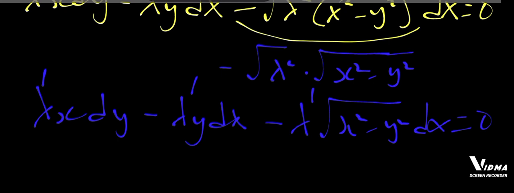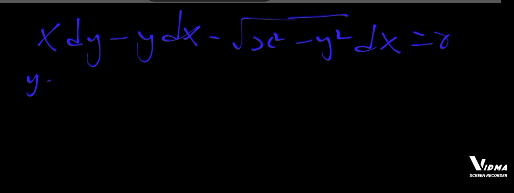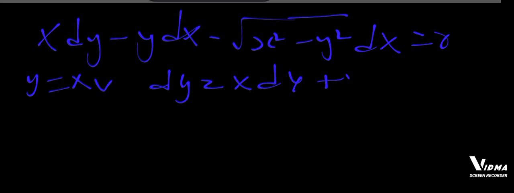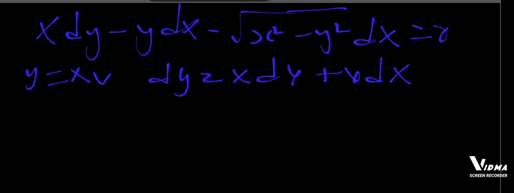So on the next page, we are now going to reduce it to separable. Let me rewrite it again. x dy minus y dx minus square root of x square minus y square dx being equal to 0. So we know our y is equal to xv, and our dy is equal to x dv plus v dx. So we are going to perform our substitution here.